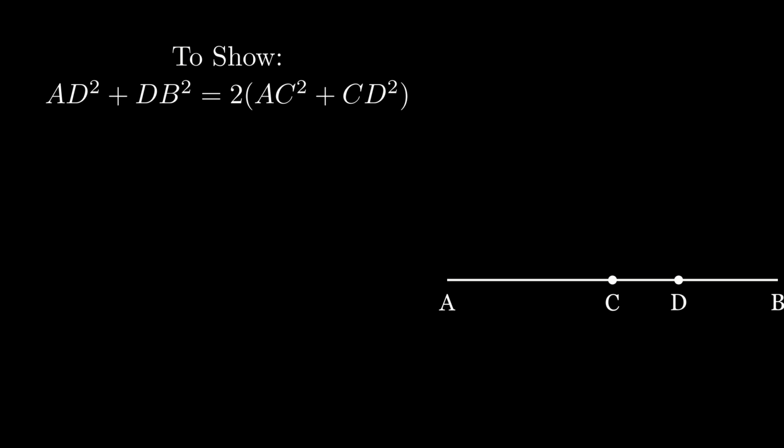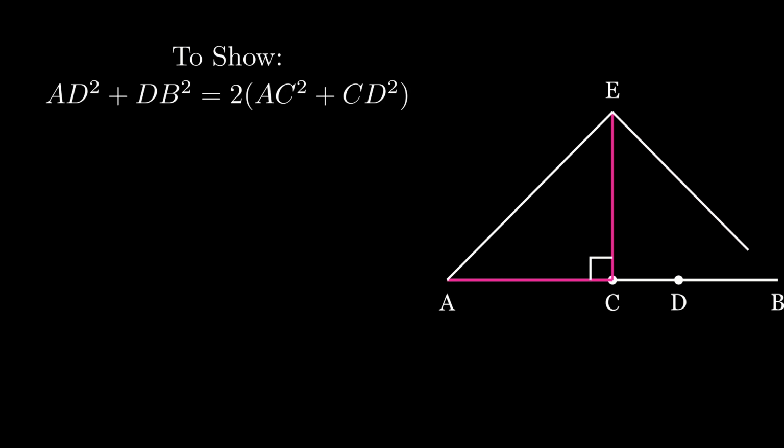Let's perform the construction first. We draw CE perpendicular to AB such that CE is equal to AC. We will then join EA and EB, and then we will draw DF perpendicular to AB, so parallel to CE. It will meet EB at F, and then we will join AF, and then we will draw GF parallel to AB, such that G meets at CE.